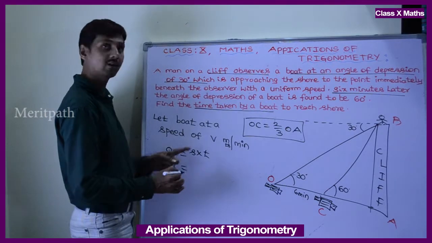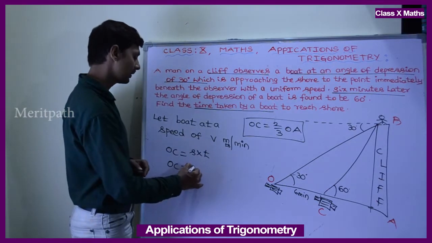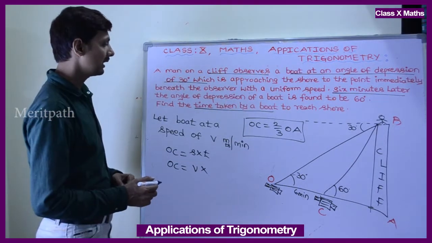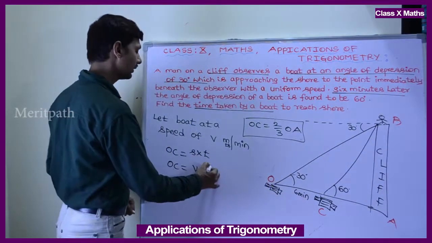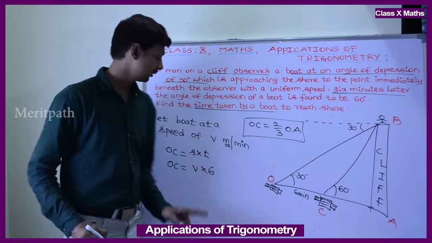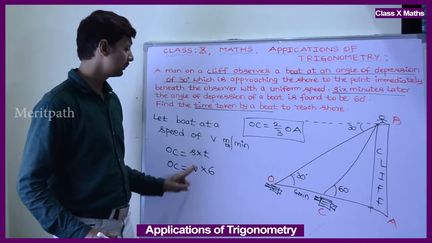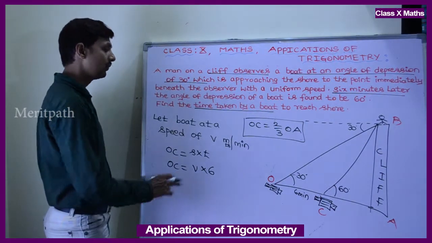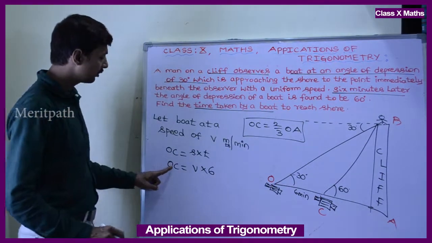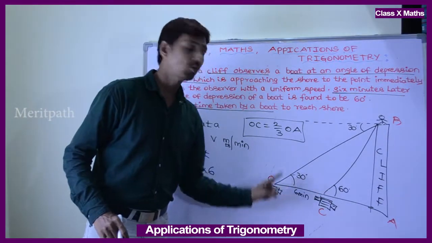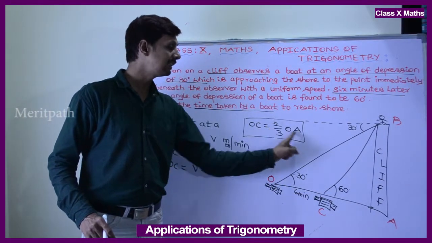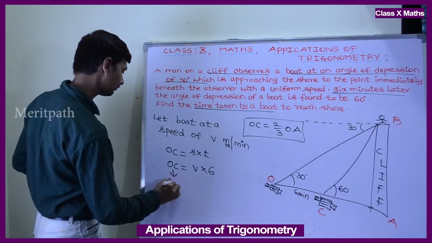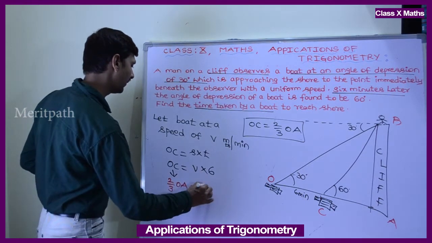OC is equal to the speed of the boat, which we have taken as a constant value V, into time. It is given as 6 minutes, so time is 6 minutes. Speed of the boat we have taken V. So OC is equal to V into 6. We know that the distance of these 2 points is OC, that is 2 by 3 OA. So let us write in this OC place: 2 by 3 OA is equal to V into 6.